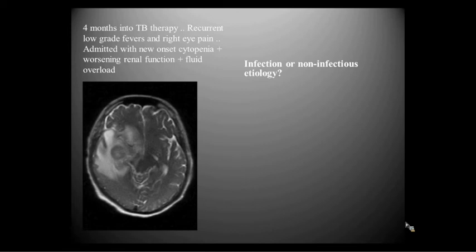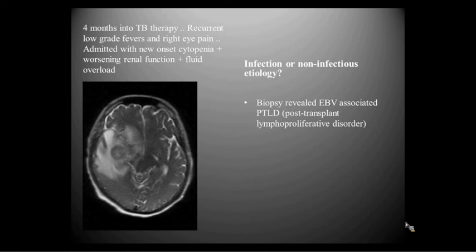Is it TB? Is it something else? Again, could be anything, right? This turned out to be PTLD. So this guy starts out with a failing graft, right? They switch his immune suppression. Maybe he gets overly immune suppressed is our theory.